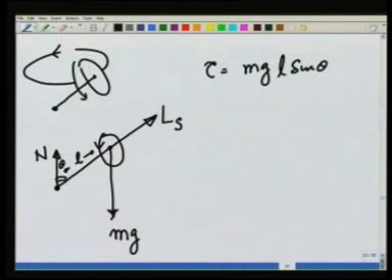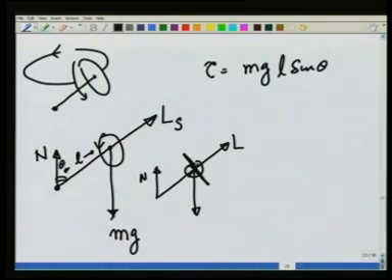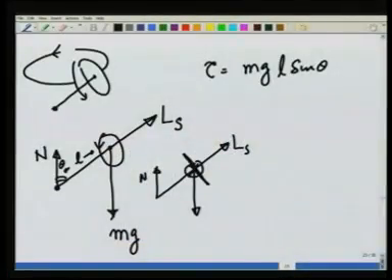And what about the direction? The way I have shown it right now, let me make it slightly better. The bicycle wheel is like this. This is mg, this is N. So the way I have shown it, the torque is going into the plane of the screen. So this L_s must change. And how does it change? It has to change direction. The delta L has to be into the screen.